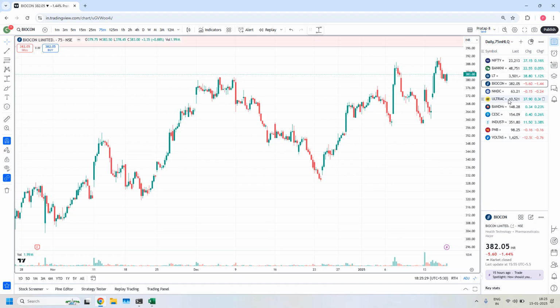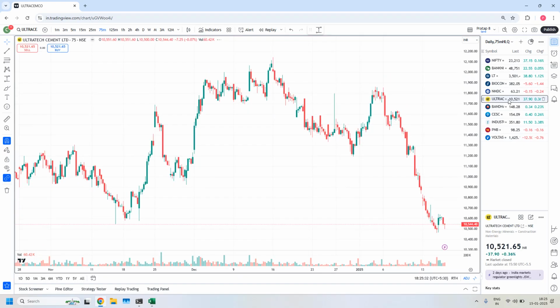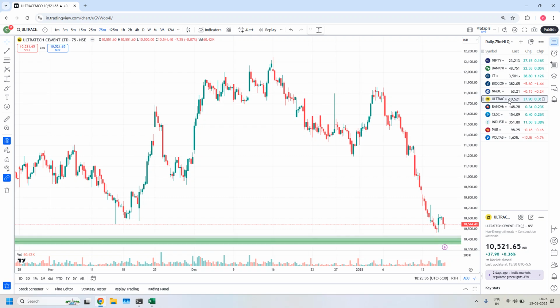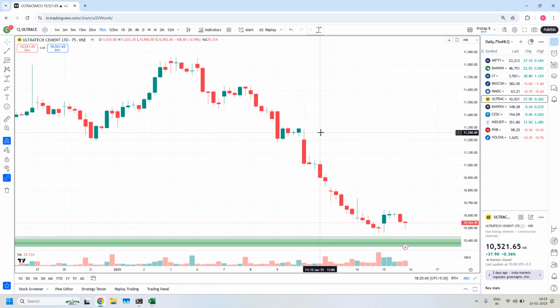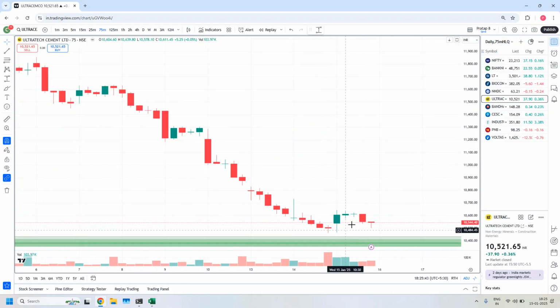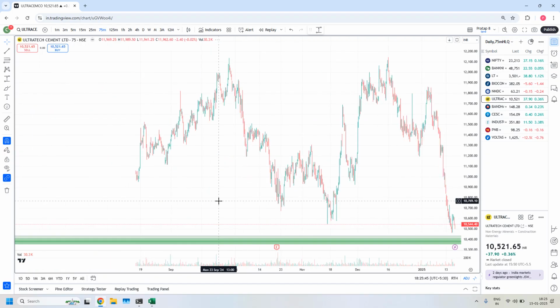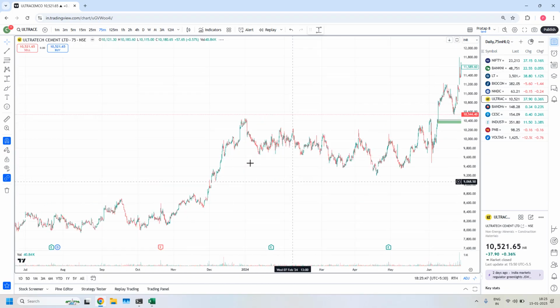Next one is Ultratech Cement. This is a 75 minute demand zone. Today prices did not enter. But how I fine tuned this zone? Let me explain.